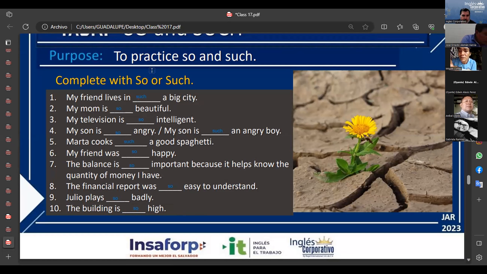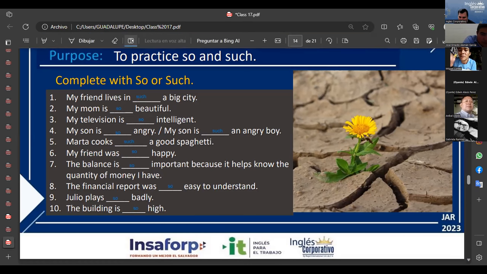The age is so or such. Such a big, and number eight. Yes, so easy. Then it's a verb, to understand. We don't have a noun. Remember, the exam was so easy, okay? It was such an easy exam, such an easy game, such an... No noun here. It's a verb, to understand. Okay. So easy to understand.